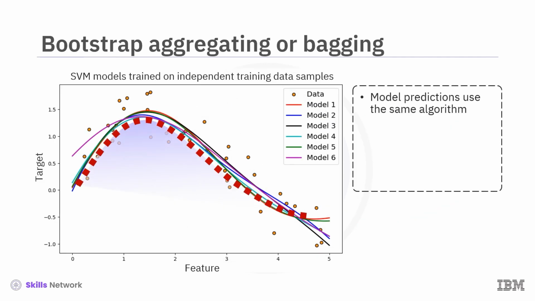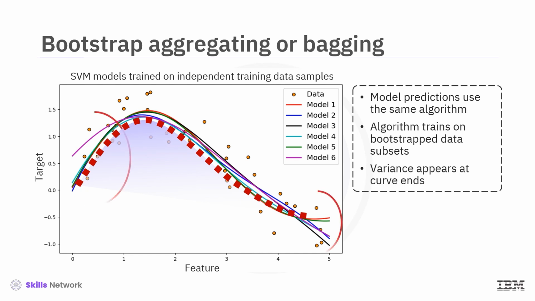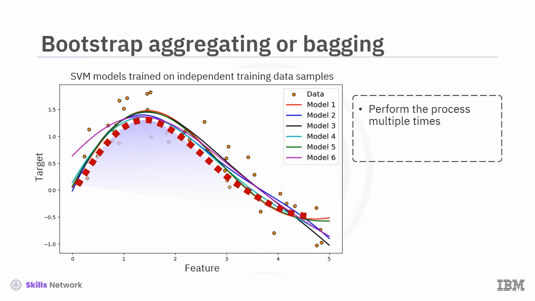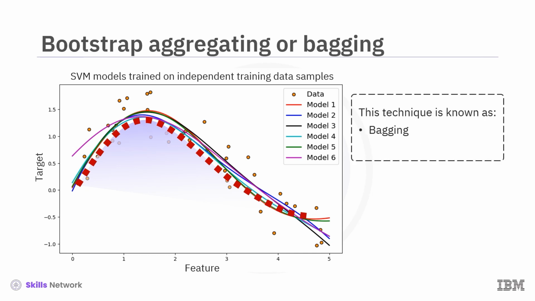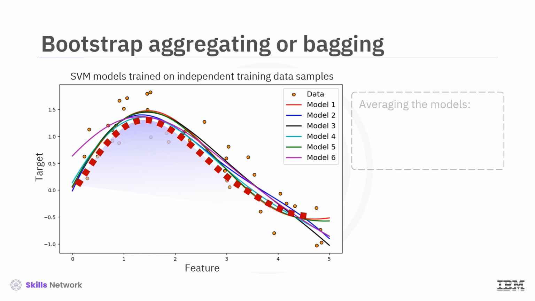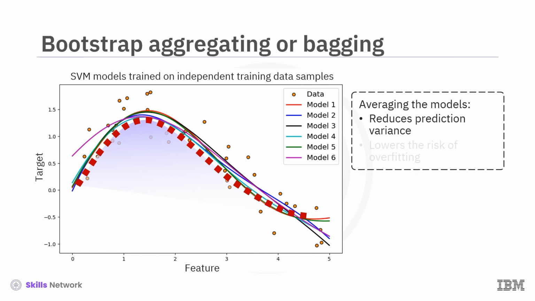The model predictions shown here utilize the same modeling algorithm, repeatedly trained on bootstrapped subsets of data. You can observe the variance at both ends of the family of curves. Now, imagine if you were to perform this process multiple times and then average the predictions. This technique is known as bagging or bootstrap aggregating. As illustrated by the dashed curve, averaging the models across numerous iterations significantly reduces prediction variance while also lowering the risk of overfitting.